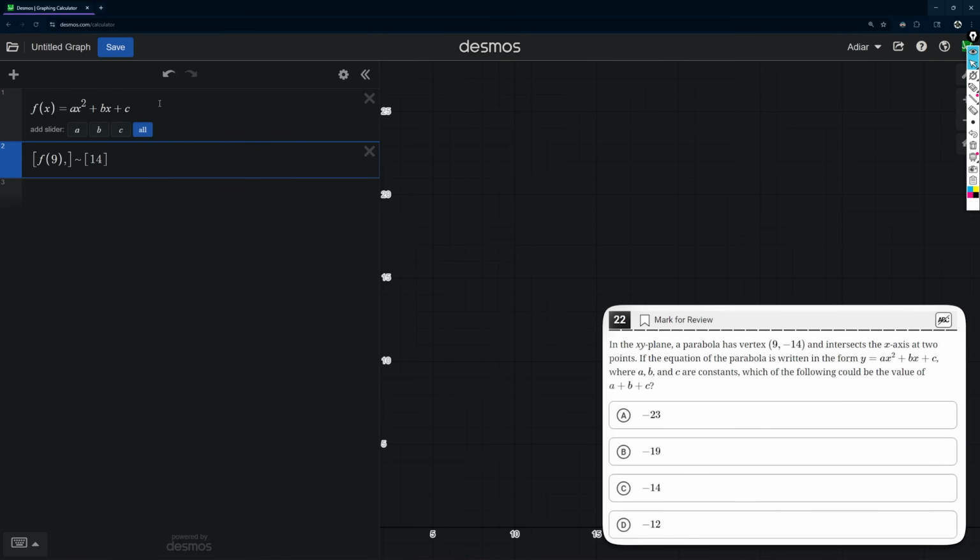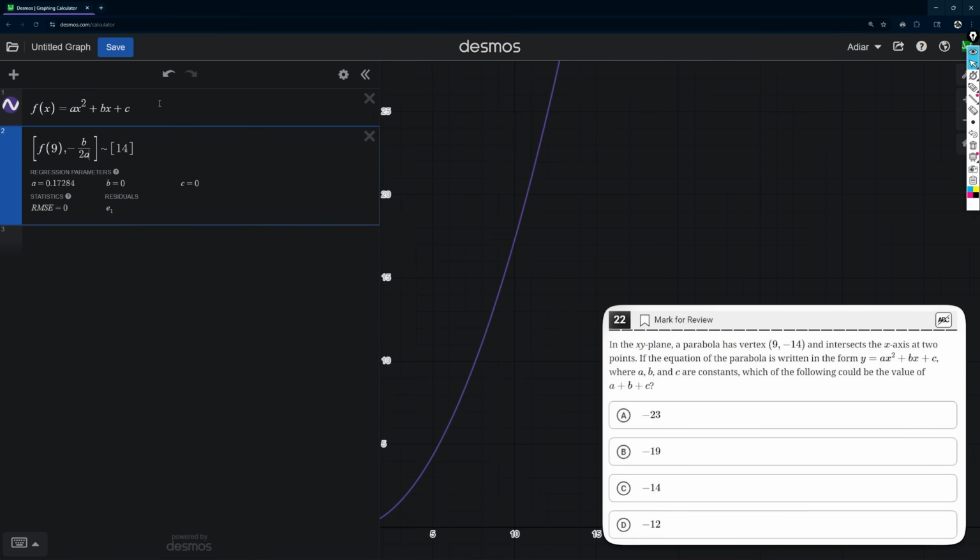And also that negative b over 2a is 9. So we already have 2 equations. And our last equation is going to be a plus b plus c. And I meant to put in negative 14.